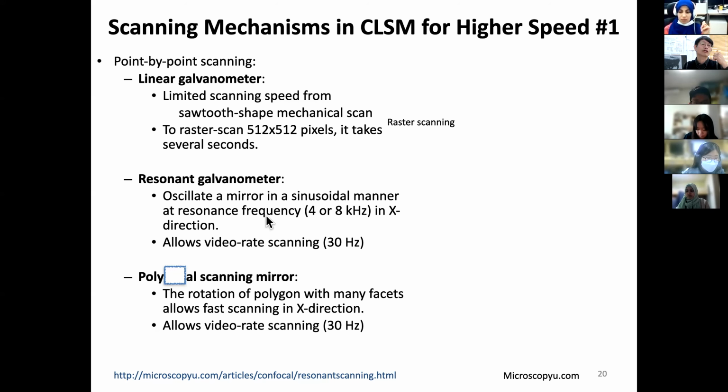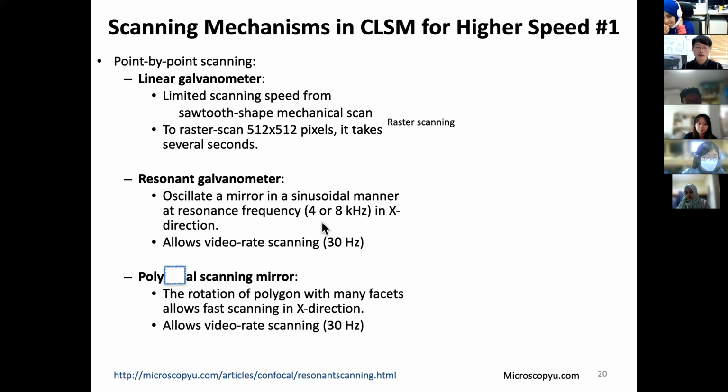Typically, we use 8 kilohertz or 12 or even 16 kilohertz, only in the X direction, because that's the place where we need a faster scanning. And this makes us a video rate scanning. So video rate imaging is possible if you are utilizing resonant galvanometer. In fact, our microscope actually has this resonance galvanometer that allows 30 hertz or even 60 hertz imaging.